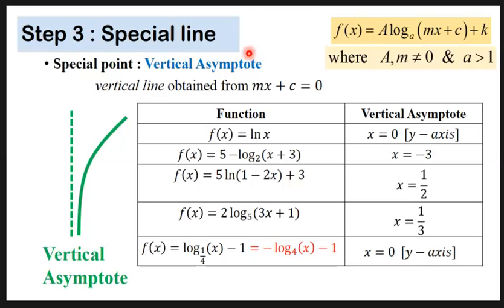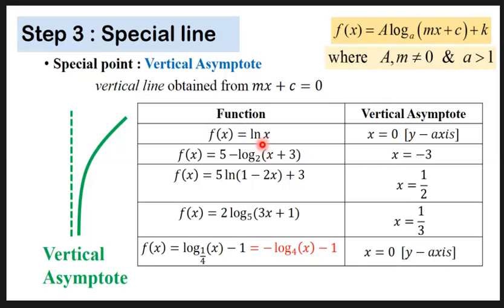In this case, for the log function, we have a special line, which is the vertical asymptote, this dotted line here. This green dotted line here is the vertical asymptote. And how we find the vertical asymptote is that we take the content inside the log, make it equal to 0, and solve for x. That will be the answer. The vertical line that we obtain from mx plus c equals 0.